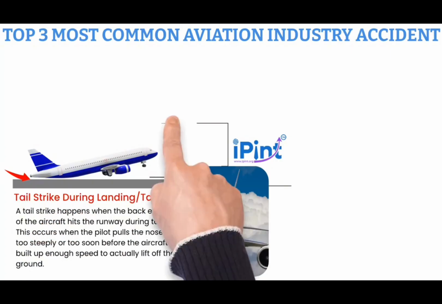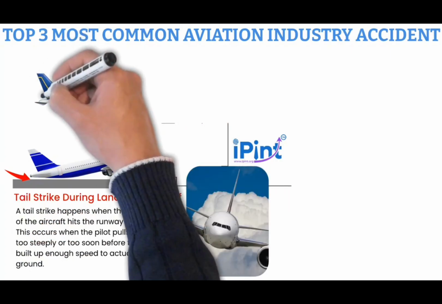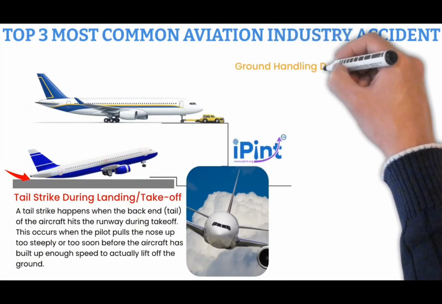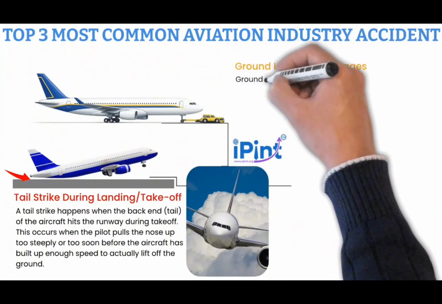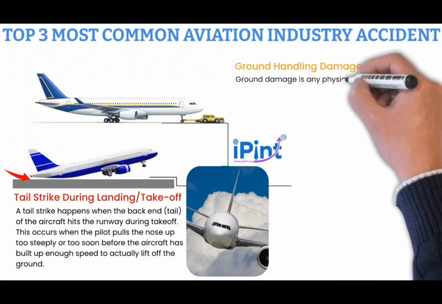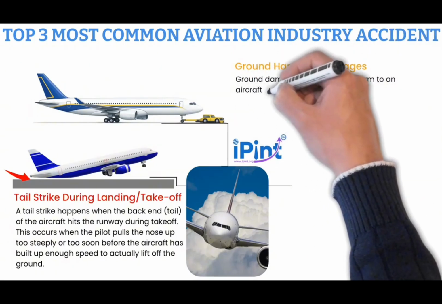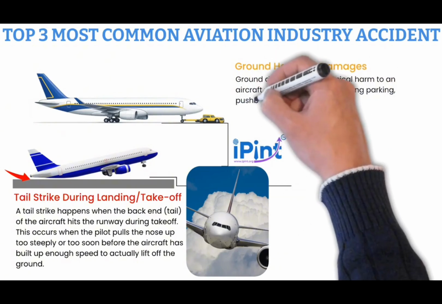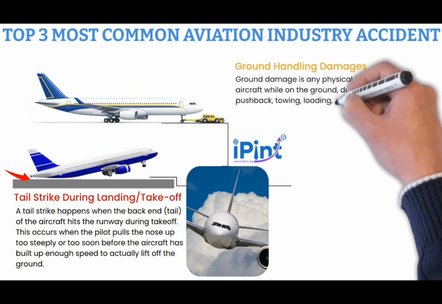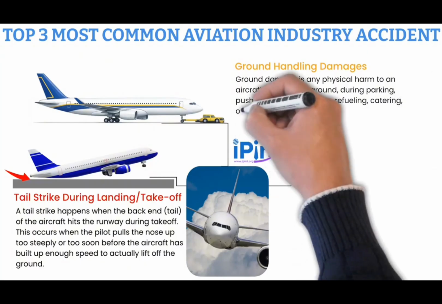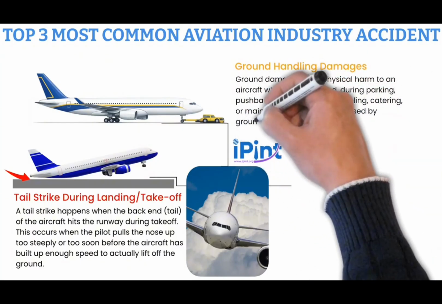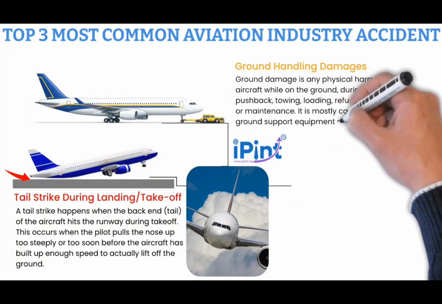Moving on to ground handling damage. This is any physical harm caused to an aircraft while it's stationary on the ground, during parking, pushback, towing, loading, refueling, catering, or maintenance. The aircraft isn't even flying, yet damage still occurs. The primary culprits: ground support equipment, and almost always human error.